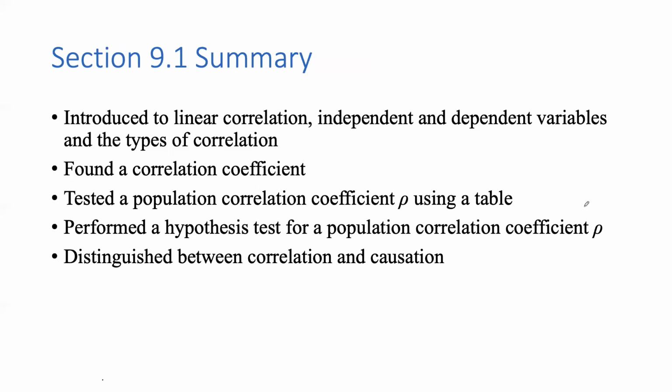Okay. So that concludes what I want to talk about in section 9.1. We understood what linear correlation is. We understood what the different types of correlation are. We figured out how to calculate a correlation coefficient. We found two tests to test whether the correlation is significant. One is using the table directly. The other is to do a straightforward hypothesis test using a test statistic. And finally, this entire discussion around how correlation is not equal to causation. Correlation could be the starting point to pin down causal effects, but it is not the end point. It's merely the starting point.